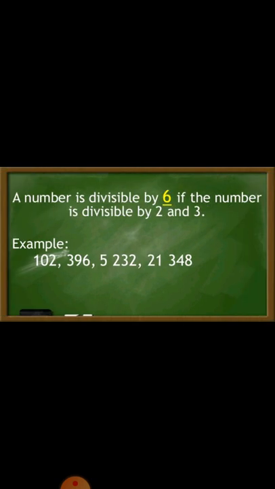A number is divisible by 6 if the number is divisible by 2 and 3. For example, first of all, we have the number 102. In this number, the last digit is 2. So we can say that 102 is divisible by 2 and is also divisible by 6. Next, we have 396. 396 is divisible by 2. So we can say that this number is also divisible by 3 and 6, and so on.